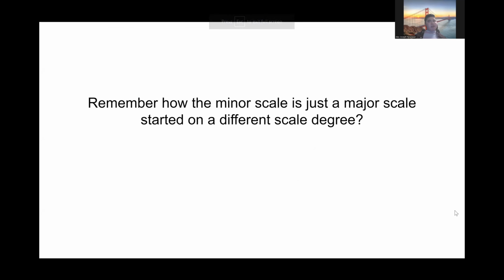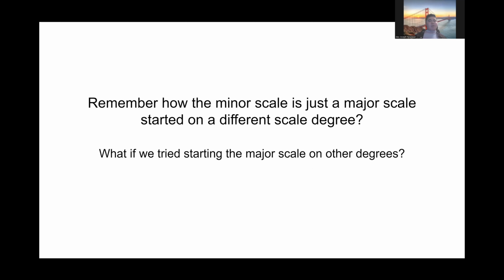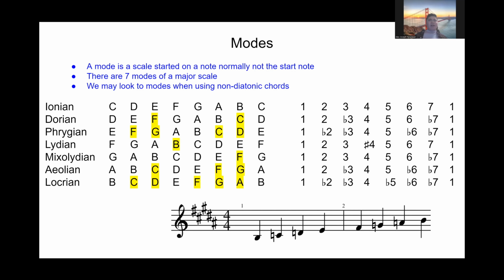So we're going to switch gears a little bit now, and I'd like you to recall how the minor scale is just a major scale started on a different scale degree. But what if we tried starting this major scale on other degrees? What would we get? Well, we would get a mode. And a mode is a scale when you start it on a note that it normally doesn't start on.